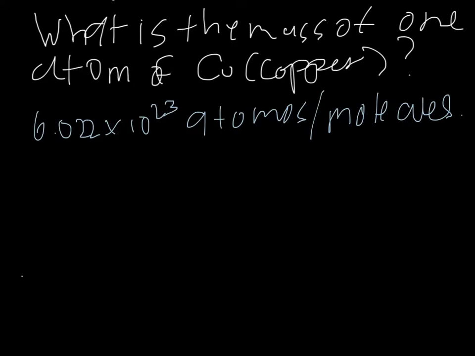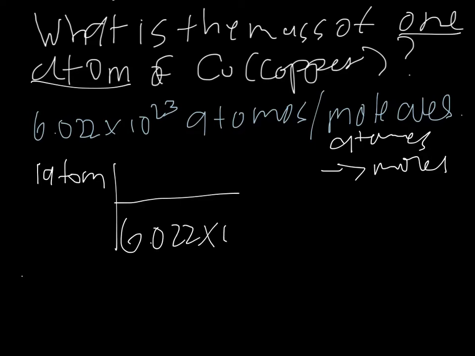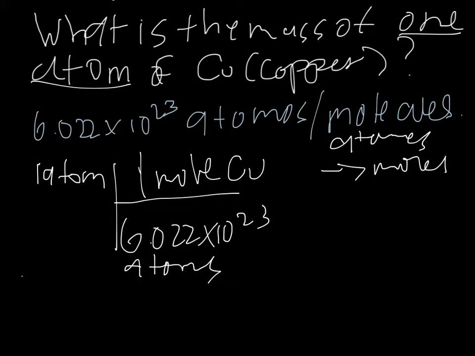So what we're going to do first is figure out what our given is. Our given is one atom. So we can go ahead and start our dimensional analysis by writing one atom. And to convert from atoms to moles, we can go ahead and start dimensional analysis by writing Avogadro's number for atoms, which would equal 1 mole of Cu.